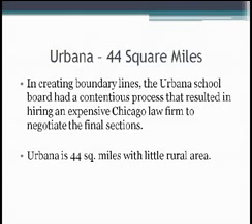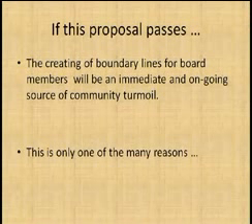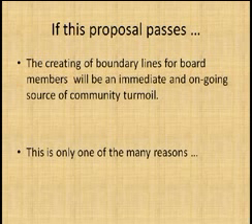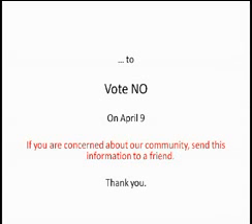In creating boundary lines in Urbana, the school board there had a contentious process that resulted in the hiring of an expensive Chicago law firm to negotiate the final sections. Urbana is only 44 square miles, with little or no rural area. The creating of boundary lines for board members will be an immediate and ongoing source of community turmoil. This is only one of the many reasons to vote no on April 9.